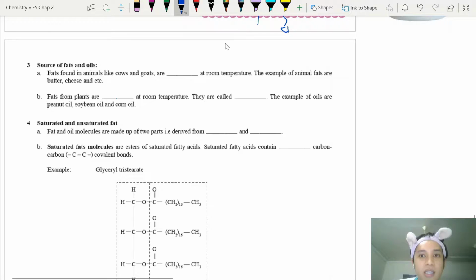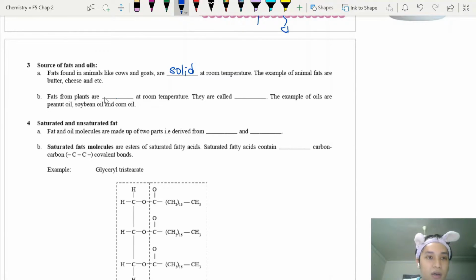Fats are normally found in animals. Animal fats, chicken fat, goat fat, beef. Whenever you eat chicken, you will see the yellow thing sticking out, right? That is your fat. And they are solids. Remember, fats are solids. Butter and cheese are made from milk, so those are based on animal fats.